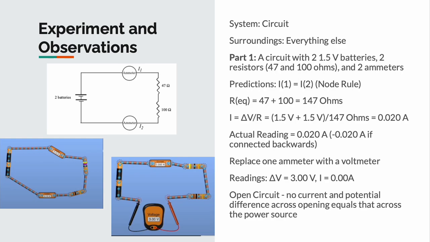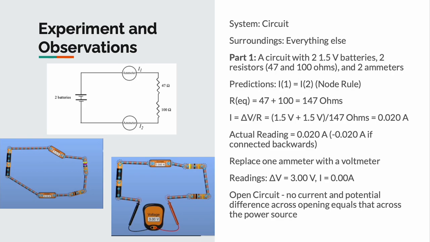Continuing to experiment and observations, the system was the circuit, and the surroundings were everything else. In part 1, a circuit with two 1.5 volt batteries, two resistors, and two ammeters was wired together. One of the predictions was that I1 would equal I2, REQ was found to be 147 ohms, and the current in the circuit was found to be 0.020 amps. The actual reading turned out to be the same.